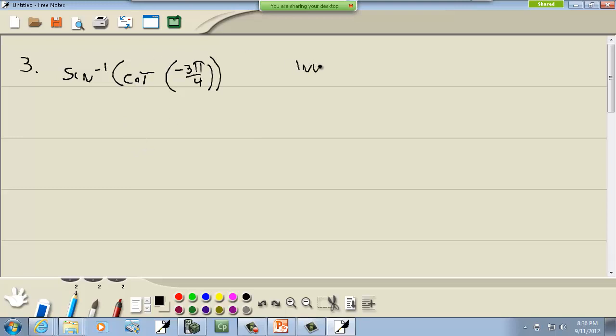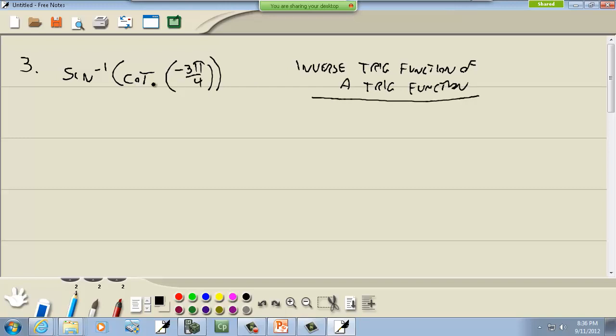We got the inverse trig function of a trig function. So we got the inverse trig function on the outside, and we got a trig function on the inside. Well, we're going to find the value of the inner. Excuse me. This is my inner, and this is my outer.